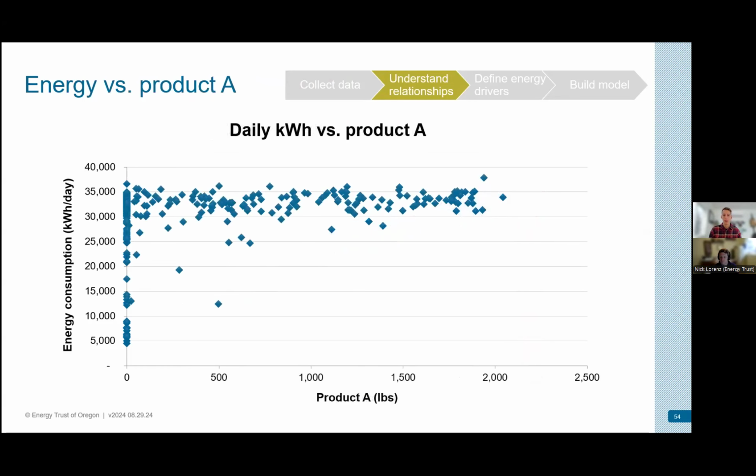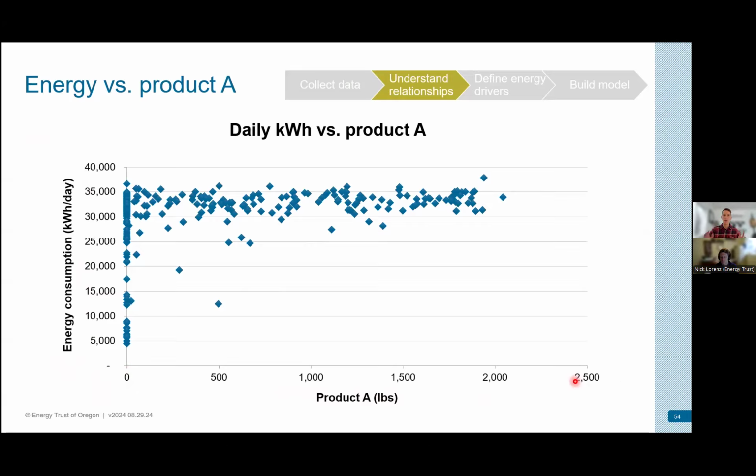Now we're looking at the same company, it's still Gizmo Gadget Company. And on the vertical axis, we have energy consumption measured in kilowatt hours per day. But on the horizontal axis, we have something different. Now we have that finished product metric. It's finished product of product A in pounds per day. This one goes from 0 to 2,500.